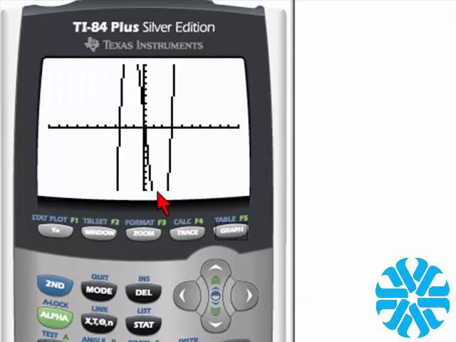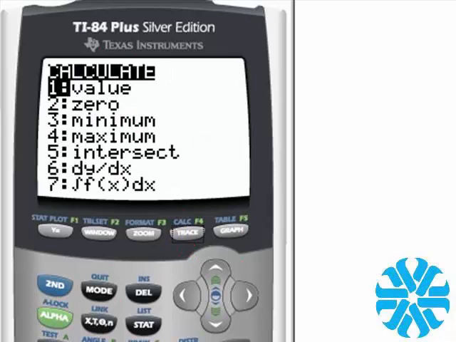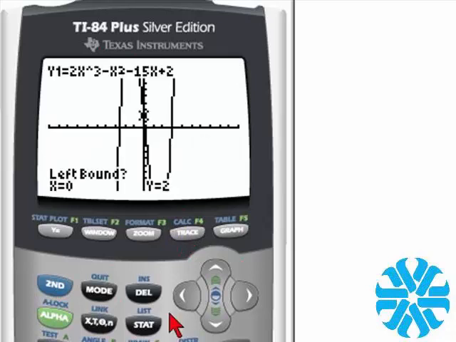Here's the cubic function. And again, we don't need to see the upper part of this function or the lower part. We're just interested in the intersection points. Each one of these are the zeros. So let's first find the 0, let's say, right here. Now go to second function and calc, and select number 2, and there's the cursor, so let's move it to the left bound. Remember it says left bound.